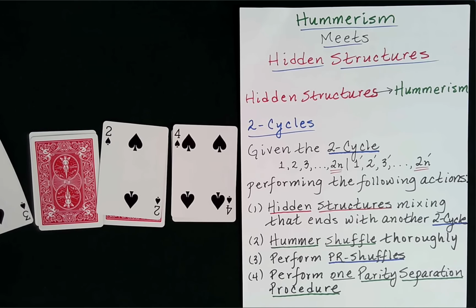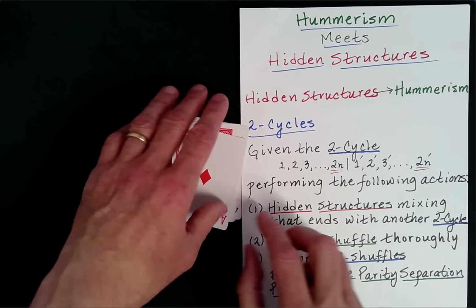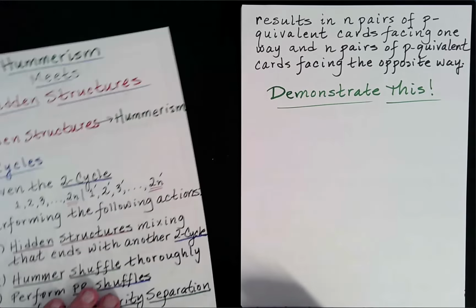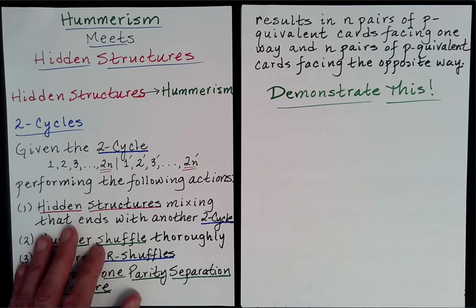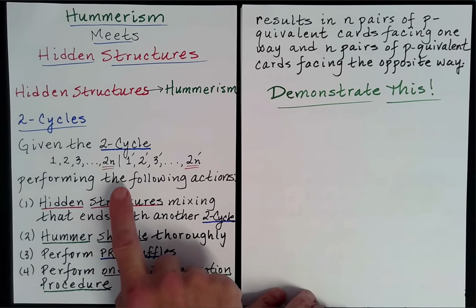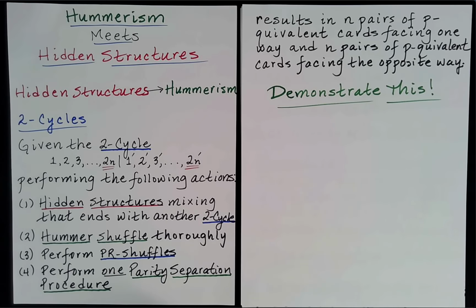Spectators free to flip these however, like from left to right, we can fold these, or right to left, inside out, or outside in. Okay, now what will happen is, if we perform these actions, it will result in n pairs. Now n for us is 2, right? So n for us is 2. P-equivalent cards facing one way, and n pairs of p-equivalent cards facing the other way.